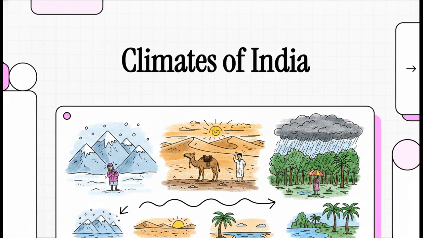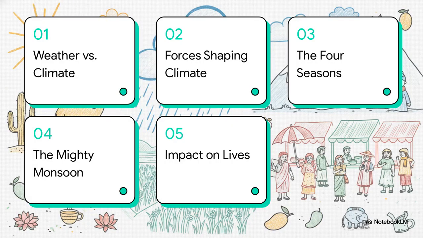We're going to travel from the icy peaks of the Himalayas straight down to the tropical beaches of Kerala, and from the sun-baked dunes of the Thar Desert all the way to the rain-soaked forests of Meghalaya. We're looking at a place where every single season tells a rich, deeply interconnected story. Let's get into it. Here's how we're going to break it all down today.